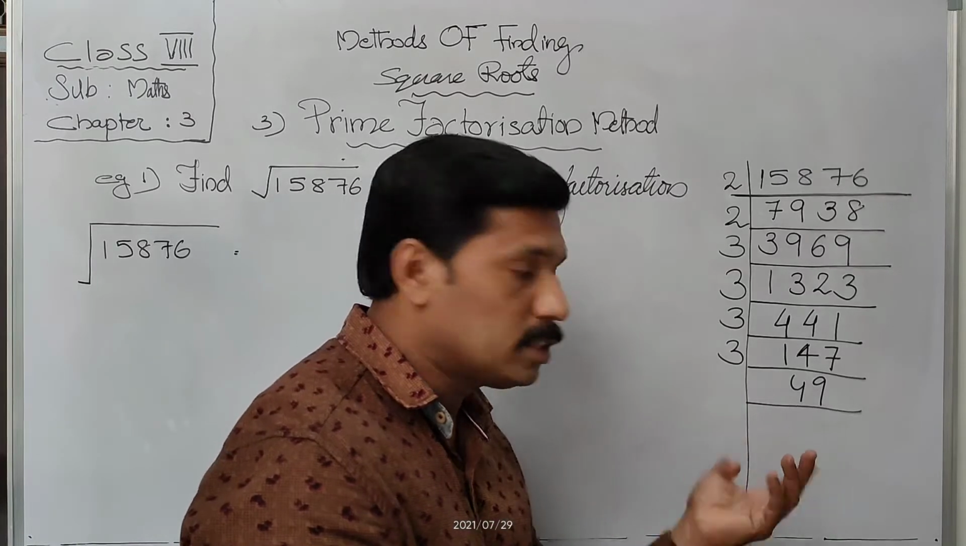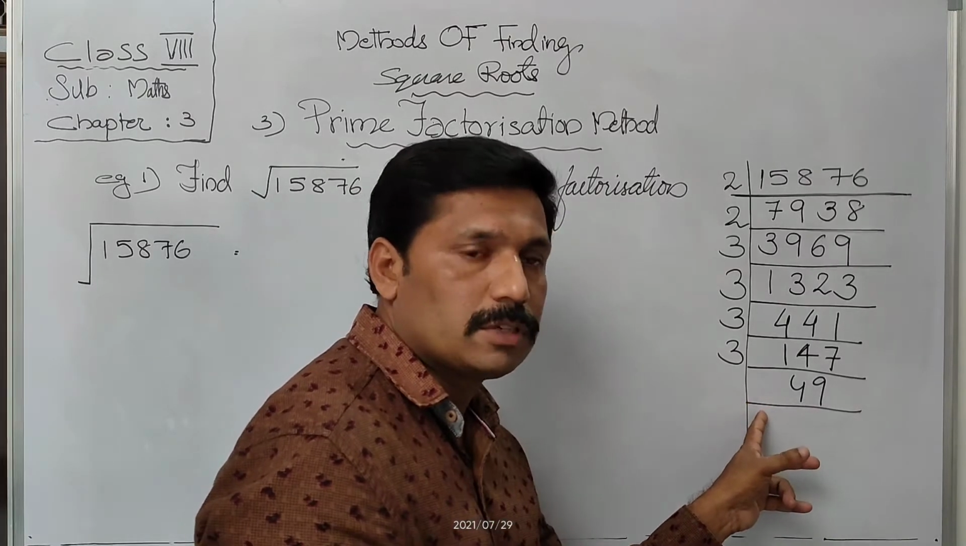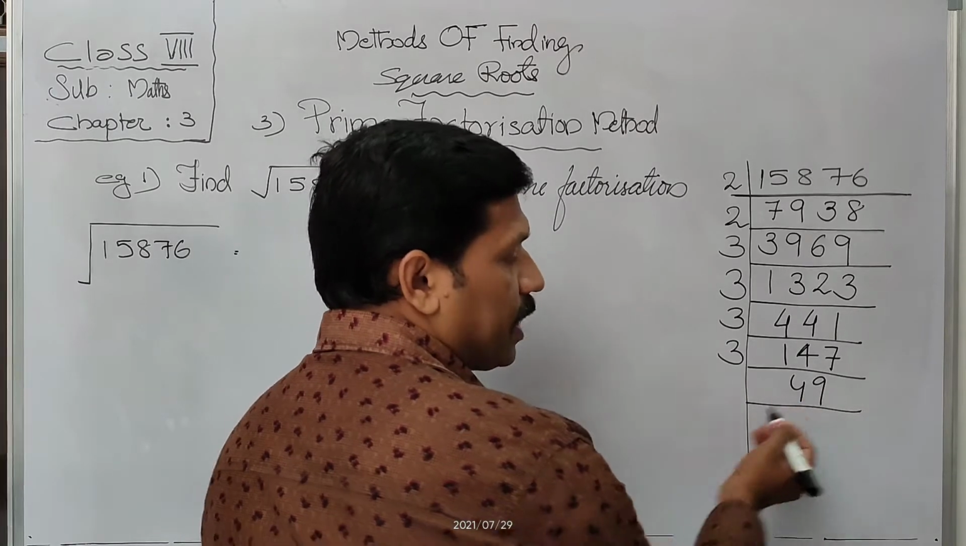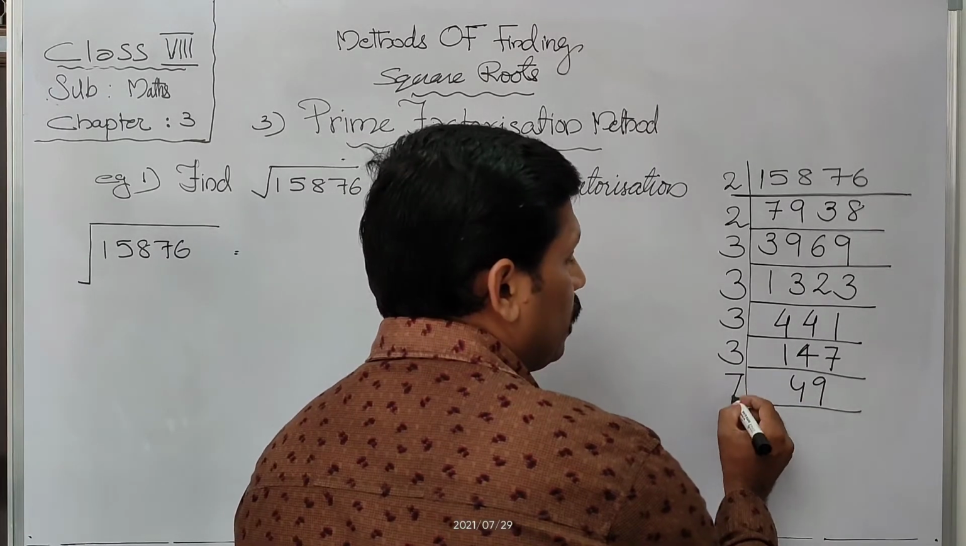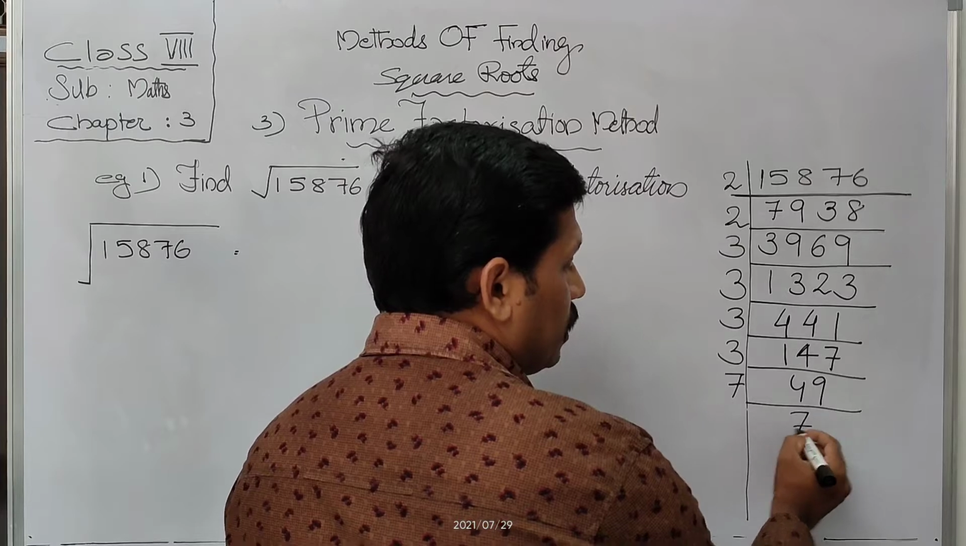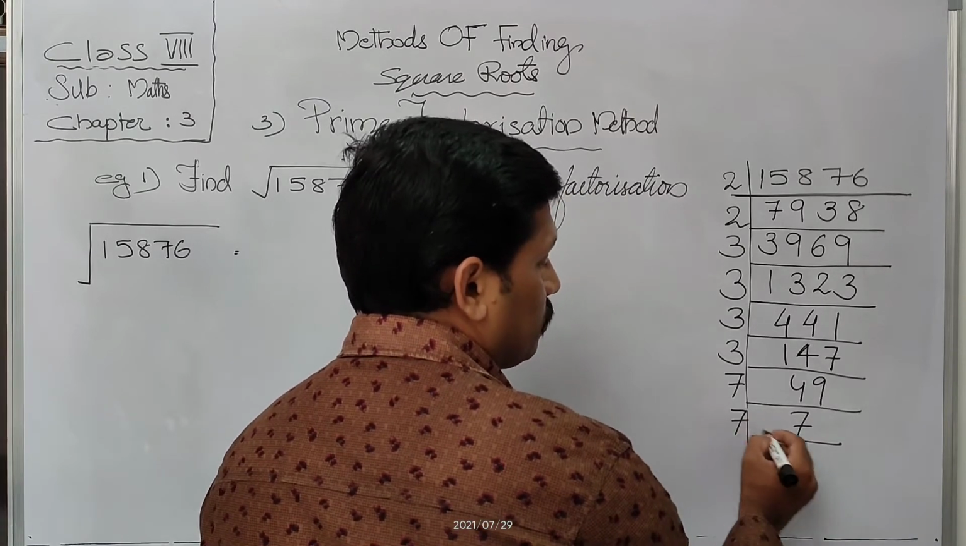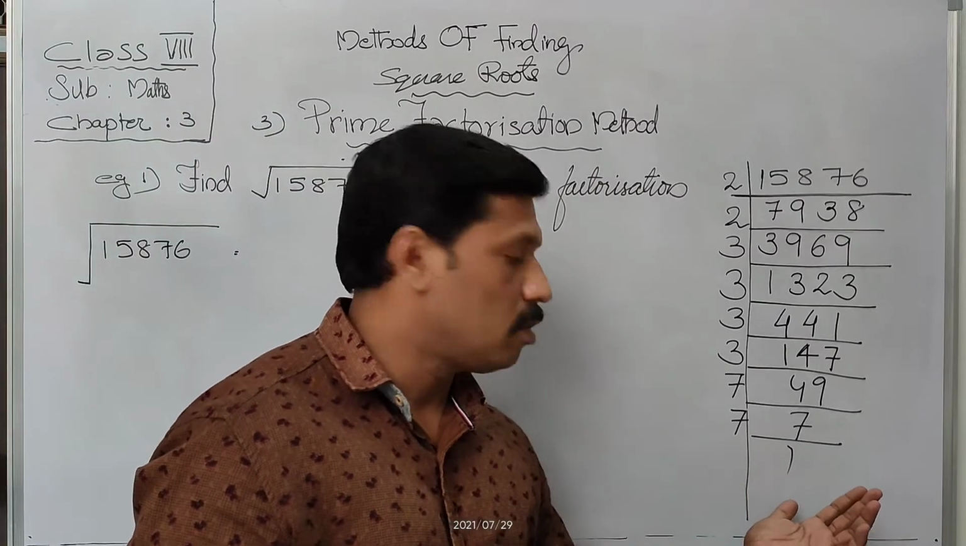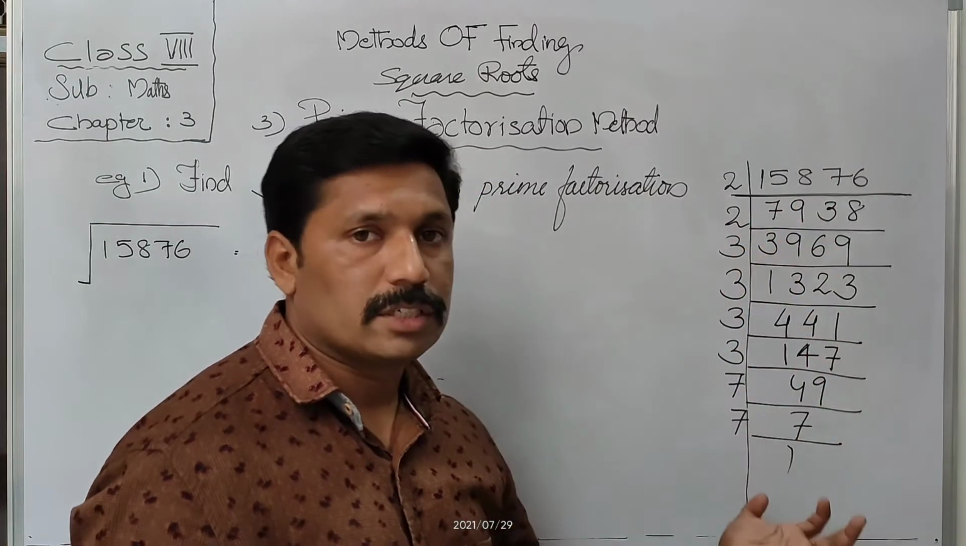The next prime number is 5. By 5 it is not possible. And the next prime number is 7. Is it possible by 7? Yes. 49 comes in 7 table, therefore we factorize it by 7. Then we get 7 sevens. So here now we got 1. So the prime factorization is over.